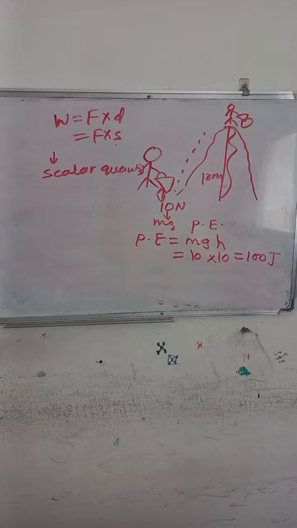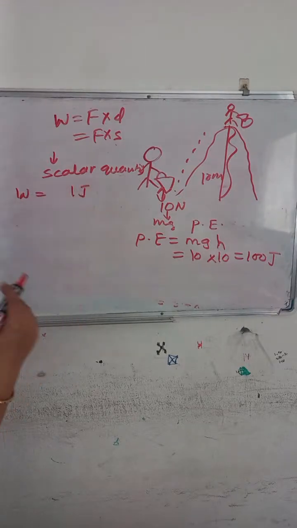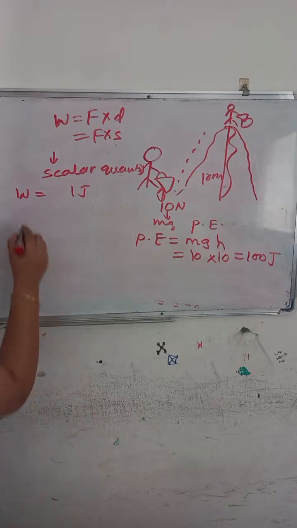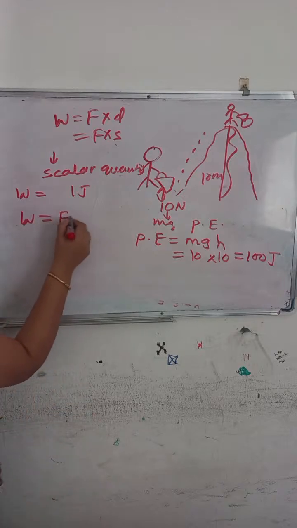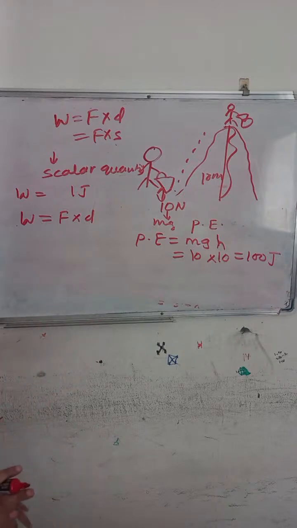Getting this? The next question they are asking: define 1 joule. Work done, or any energy, equal to 1 joule. I will explain this, force into displacement. This work done is also one form of energy only.